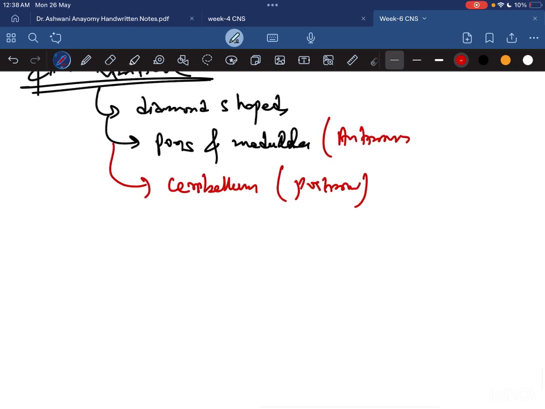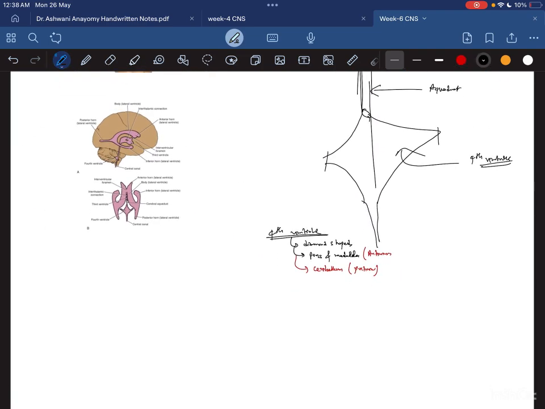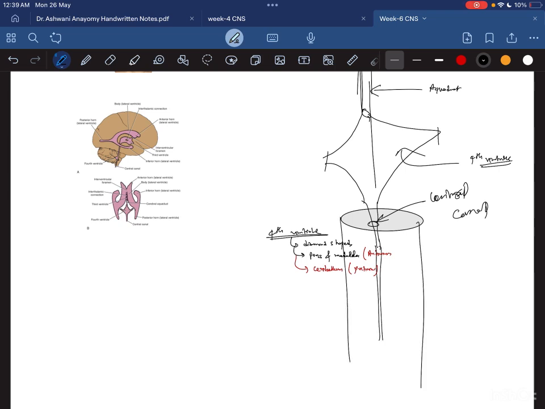When you look, there is the extension of the cerebral aqueduct going inside the spinal cord. In the spinal cord there is a central canal, and this canal passes through the whole spinal cord through this aqueduct.